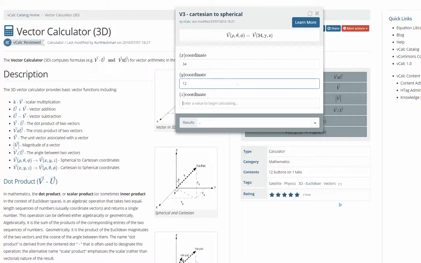And on the opposite, going from Cartesian to spherical, you could put in the different Cartesian coordinates. So we'll go 12 and 66. And what it'll do is convert that now to spherical units. Again, magnitude and then the 2 angular degrees.